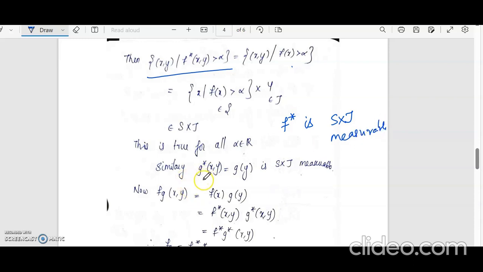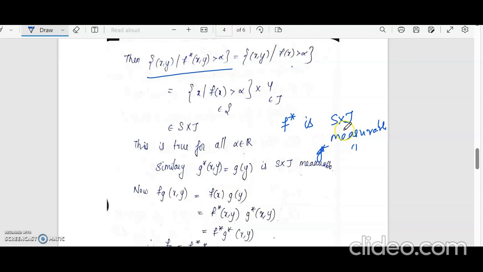Similarly we will define g star of (x, y) to be equal to g of y. Again we will consider the set of (x, y) such that g star of (x, y) is greater than alpha. So g star of (x, y) is g of y greater than alpha, which can be written as X cross the set of all y such that g of y is greater than alpha. Now g is J measurable, as given. So in a similar way we can show that g star is also S cross J measurable.